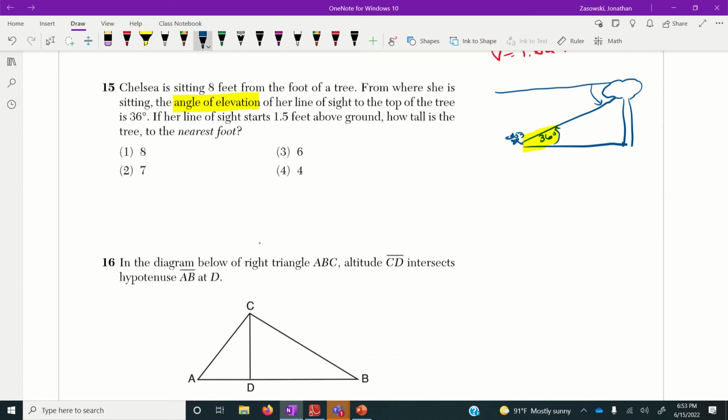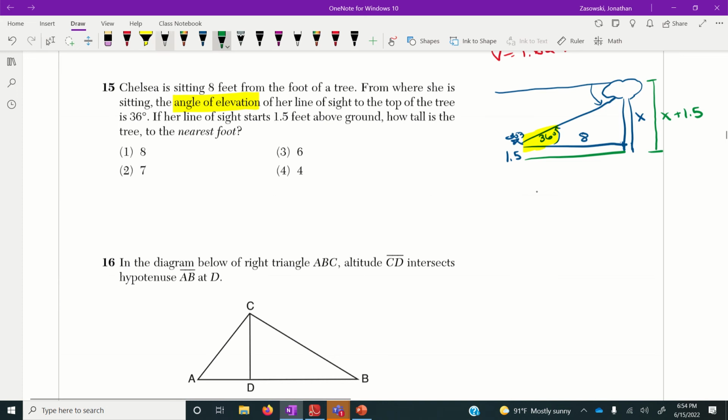Okay? Now, here's the other problem. This line of sight is not the ground. The ground is actually down here because the grass is green down there. And it's 1.5 feet above the ground. So what we need to do is know that this side is 8. We need to get this height of the tree, but then we have to remember that the entire height of the tree, from top to the bottom where the ground is, is x plus that 1.5 at the end.